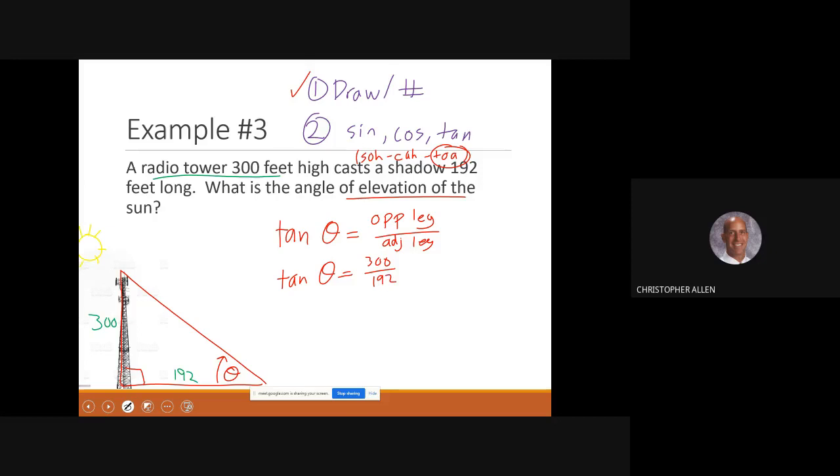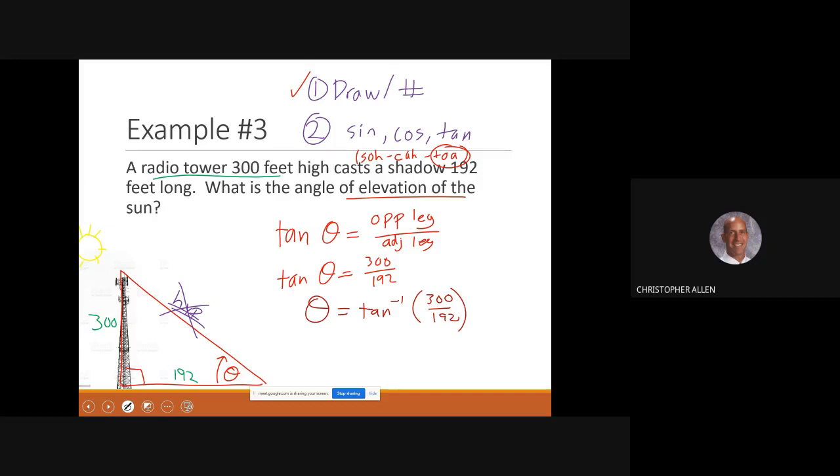My point is, the reason I knew I screwed up, this is the hypotenuse, right? And we don't know anything about the hypotenuse here. So that's why I'm not using sine or cosine. We don't know what that guy is. We know the opposite leg and we know the adjacent leg. All right, so we're going to use our calculator again. To find theta, you're going to do tangent inverse of 300 over 192.